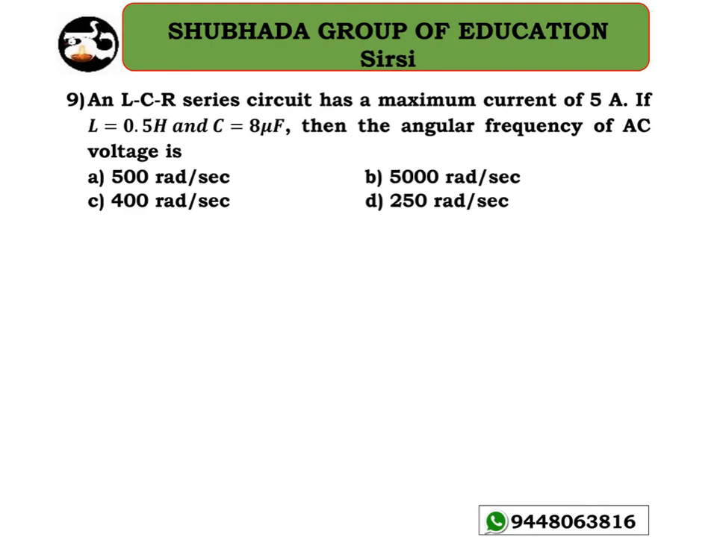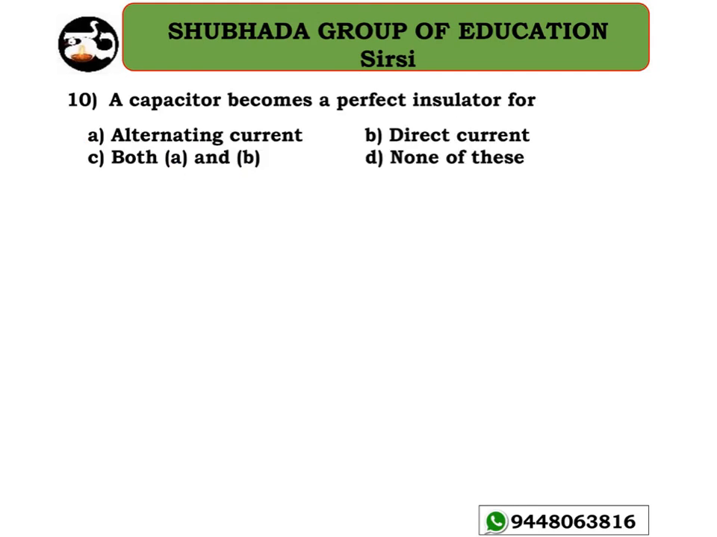The next problem says an LCR series circuit has a maximum current of 5 ampere. If the inductance L equal to 0.5 Henry and capacitance 8 microfarad, then the angular frequency is. Clearly, simply you can say that omega equal to 1 divided by root LC. Just substitute the values, you will get the answer as 500 radians per second. One single step answer. Okay, option A is the right answer for this question.